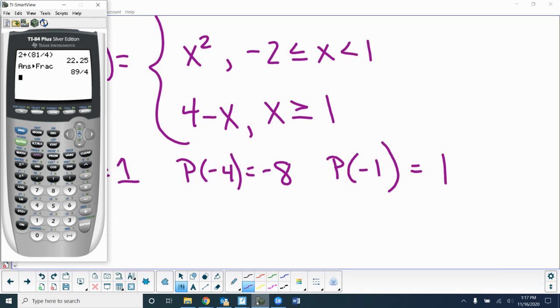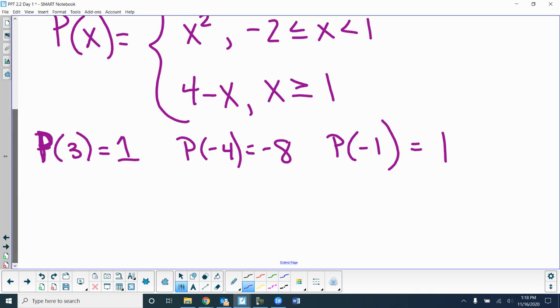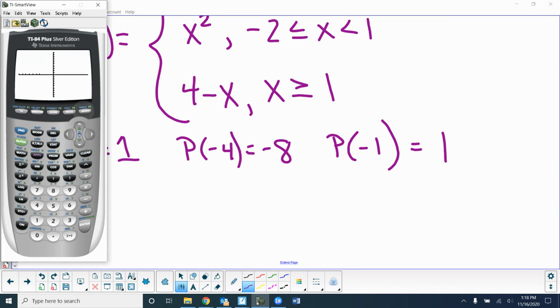So, let's just go and put it in here. What do we got? One was 2x, wasn't it? And the other one was x squared. And the other one was 4 minus x, right? I think I remember that, right? Didn't I? The first one, 2x? Yeah. Okay? So, hit graph. There's the 2x. There's the x squared. There's the 4 minus x.